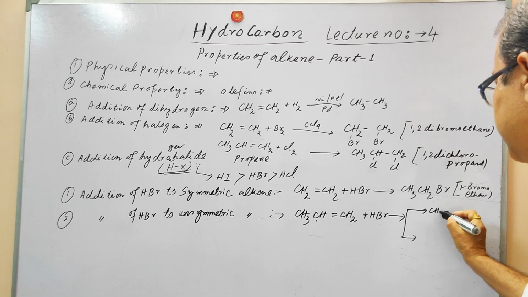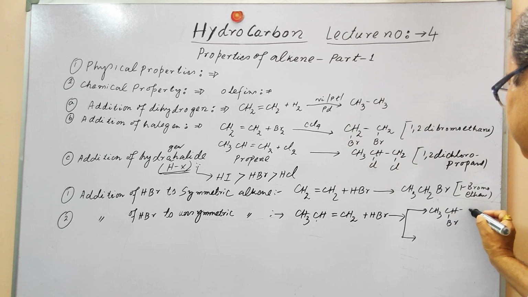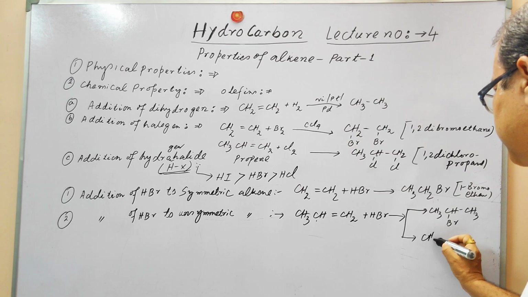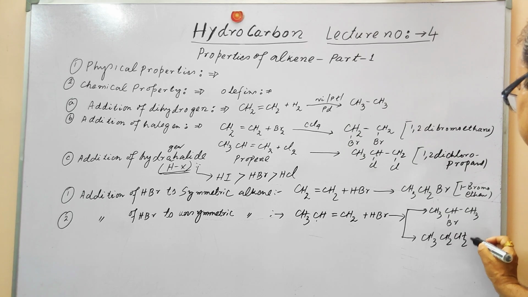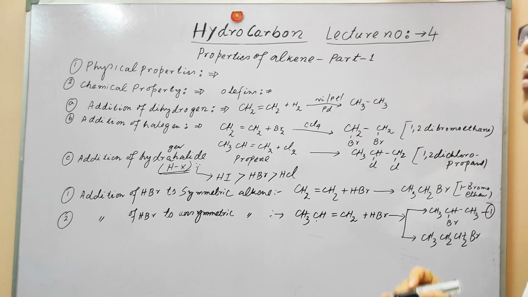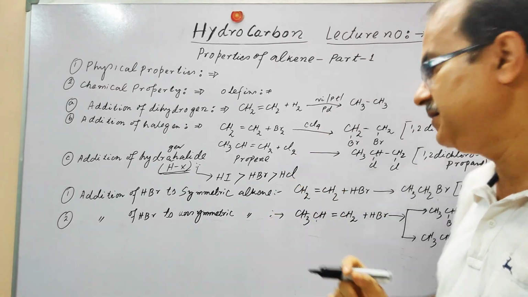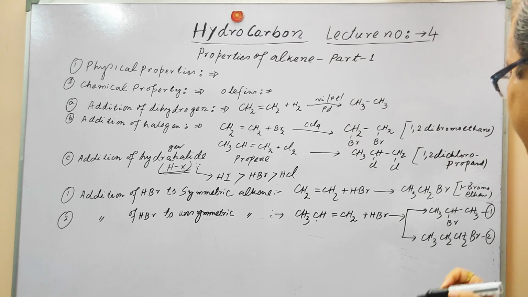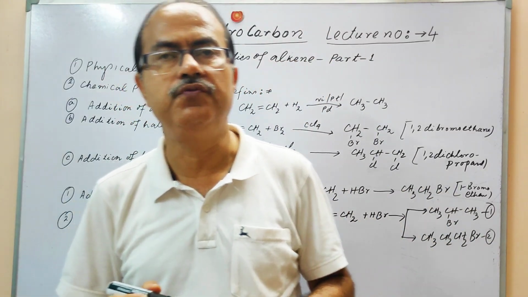First, let us understand the two products that are going to form. One is CH3CHBrCH3, and another product is CH3CH2CH2Br. The product 1, that is 2-bromopropane, is found to be the major product as compared to 1-bromopropane, and this has been guided by Markovnikov.